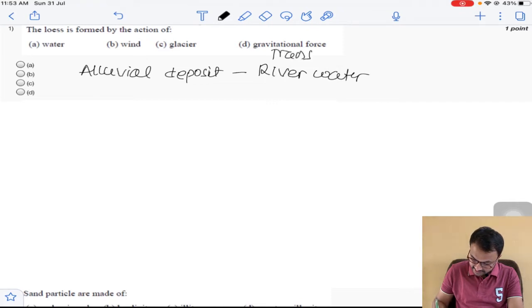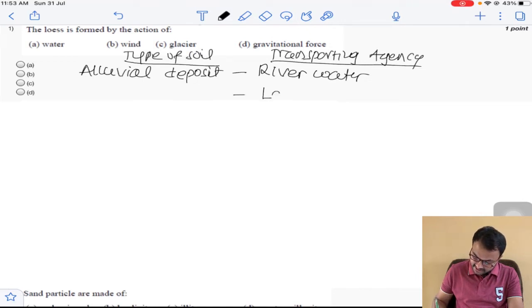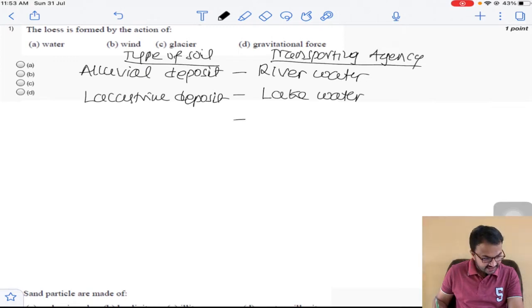Here I am writing the transporting agency, and it is the type of soil. If the water is lake water, then the type of soil formed will be lacustrine deposit. If the transportation agency is sea water, sea or ocean, then the deposit formed is marine soil.